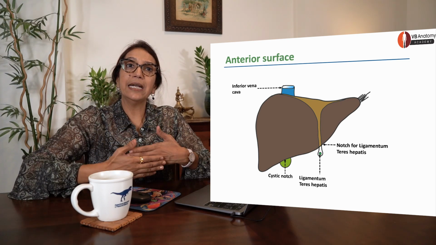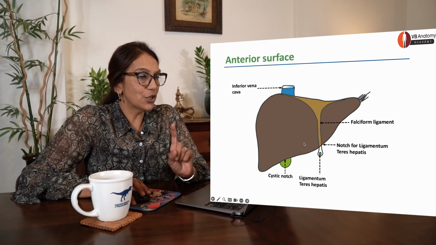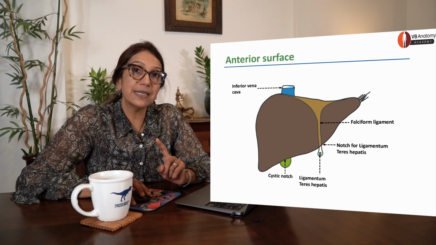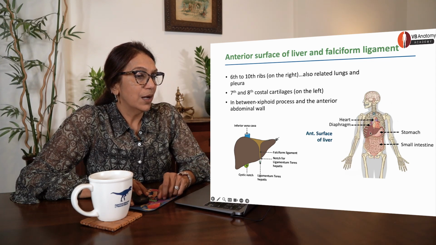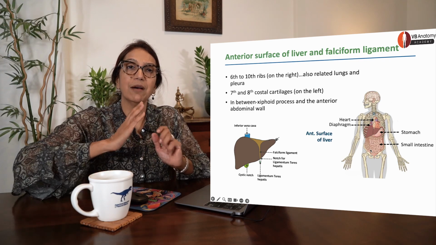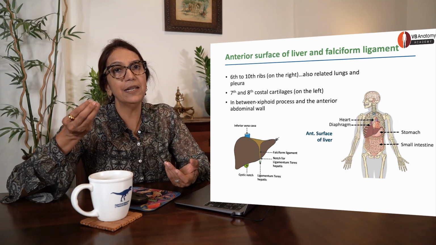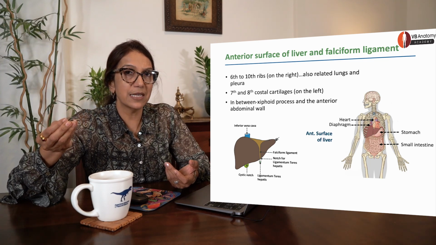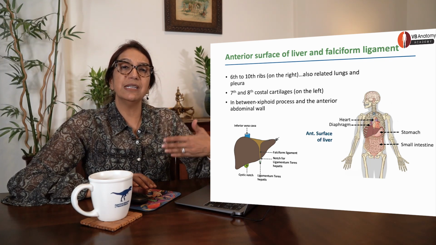We now go to the anterior surface. So this is the anterior surface you are seeing, which clearly shows the attachment of falciform ligament. Okay, so here, take a look. On the right side, it's covered from 6th to 10th rib. It's covered by 6th to 10th rib on the right side. Of course, slightly by the lungs as well as the pleura. On the left side, it's covered by 7th to 8th costal cartilages.